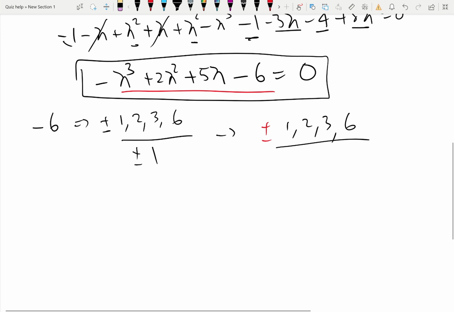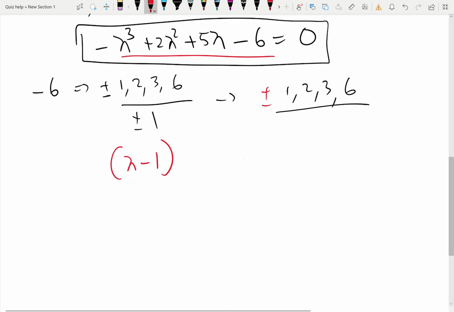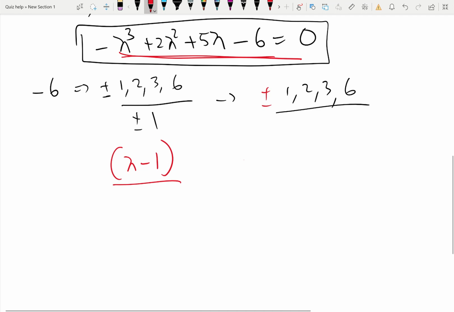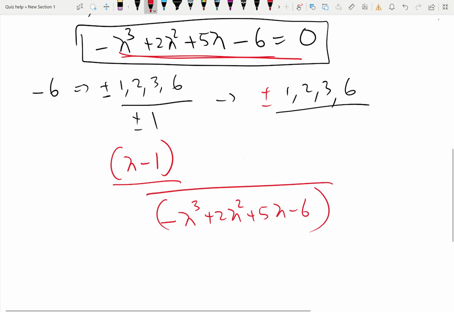So let's substitute 1 back. Negative 1 plus 2 plus 5 minus 6. Negative 1 plus 2 is 1, 5 minus 6 is negative 1. Oh, we get 0. So 1 is a root. So lambda minus 1 will be a factor. We know that for sure. So what do we do next? We divide this cubic polynomial, negative lambda cubed plus 2 lambda squared plus 5 lambda minus 6, by lambda minus 1 to find the others.